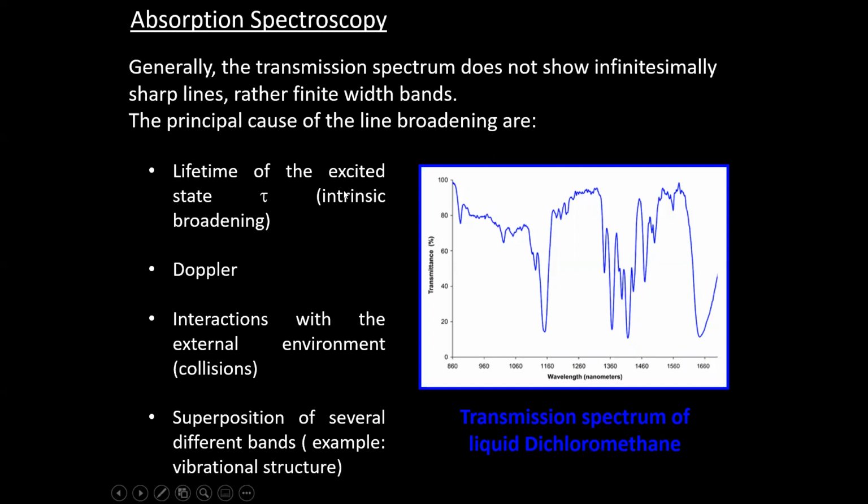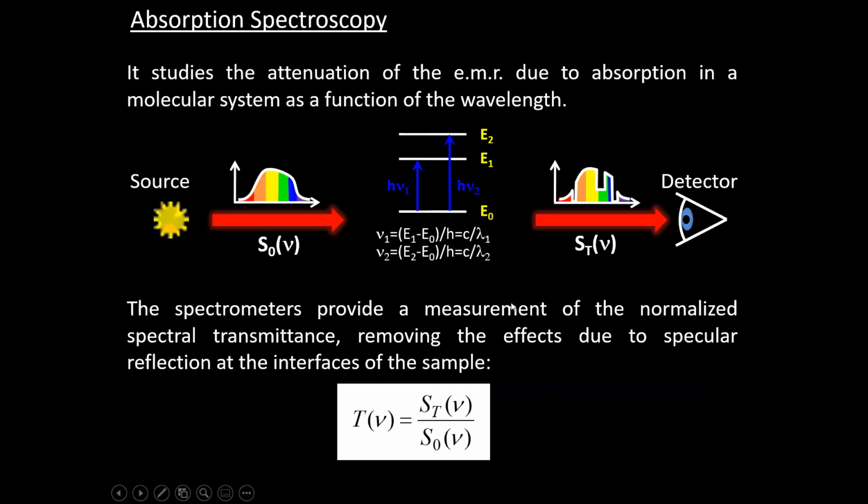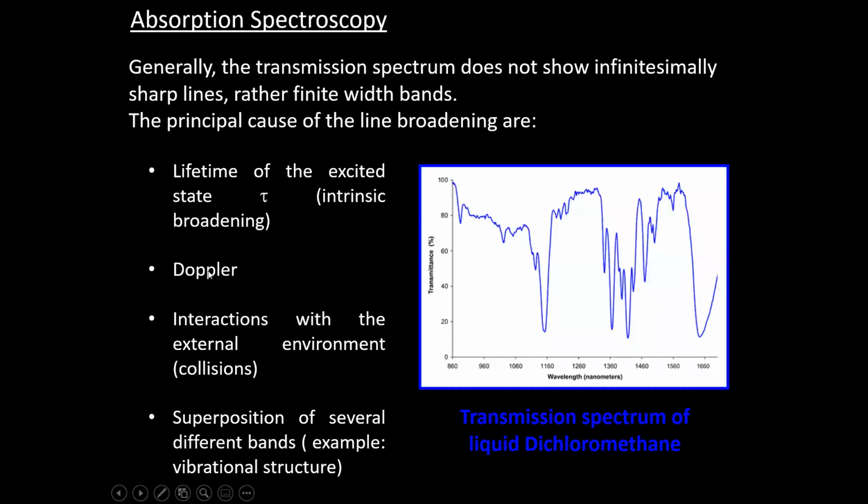The reason is that your excited state has a certain lifetime, so the energy of this state is not exactly defined, but is a sort of small band. If this is a small band, transitions from here to here do not happen at a single frequency, but over a range of frequencies. And the same for the ground state. You can also have Doppler broadening of the levels.